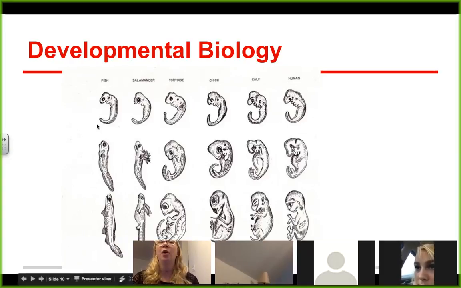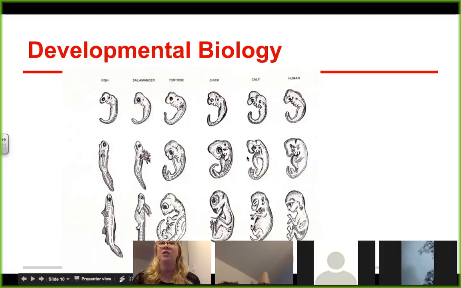So at the top, all these pictures here at the top, this is the earliest stage of development, right? And you notice they all kind of look exactly the same. You couldn't have told this was a human versus a chicken, for example. They look almost identical, right? Maybe the fish and the salamander don't have as many of these little lumpy things here. I don't know the technical term for them. But they look almost identical, right?